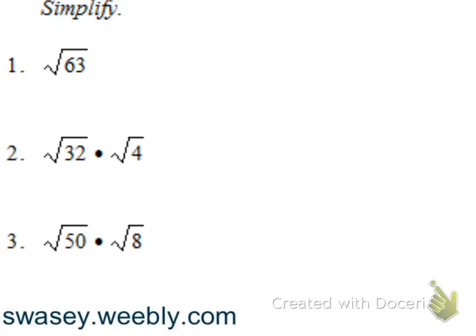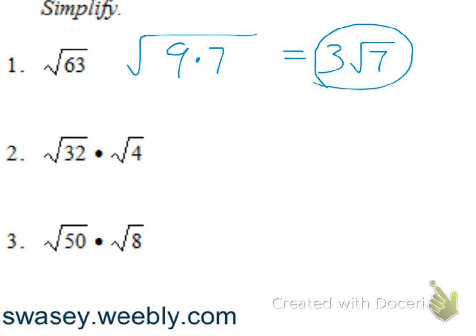We want to simplify the square root of 63, so we can break that into a perfect square factor of 9. 9 times 7 is 63, and the square root of 9 gives us 3, so we get 3 square root 7. When you take the square root of a number, it'll come in front, and then whatever is left underneath will stay underneath.